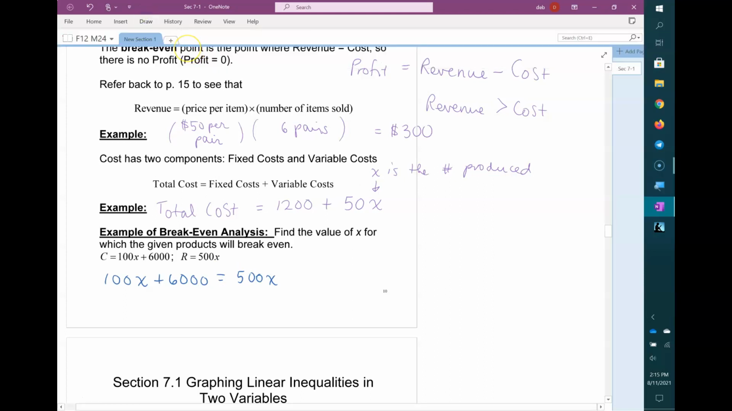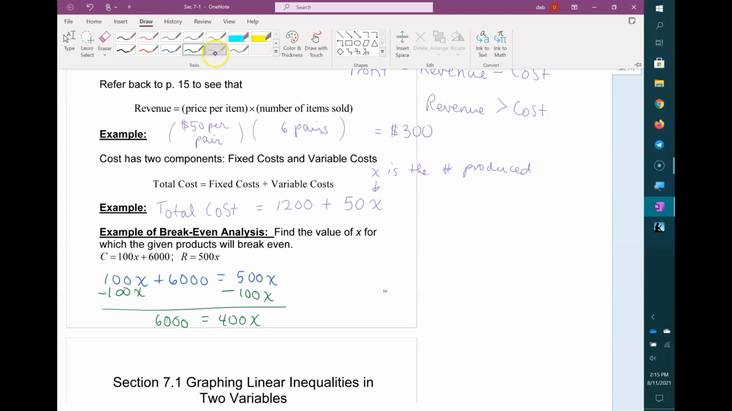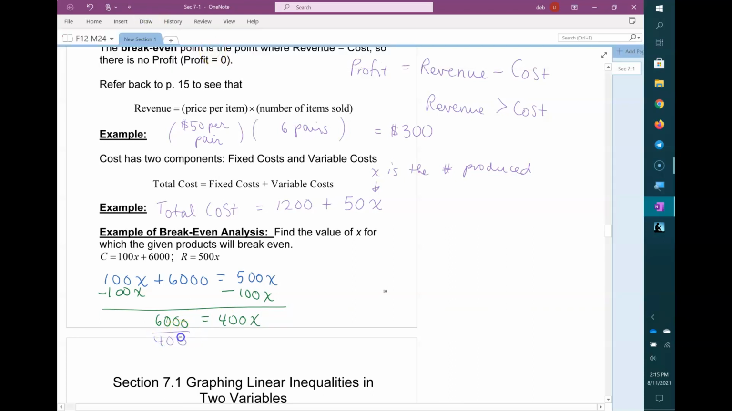To solve for x means to get x by itself. So we're going to subtract 100x from both sides and get 6,000 equals 400x. Then divide both sides by 400, and we're going to get x equals 15. Whatever x is representing, cases of salsa or tetherball poles or whatever it's representing, when you sell 15, you will exactly break even. So what you want to do is figure out how to do better than break even.